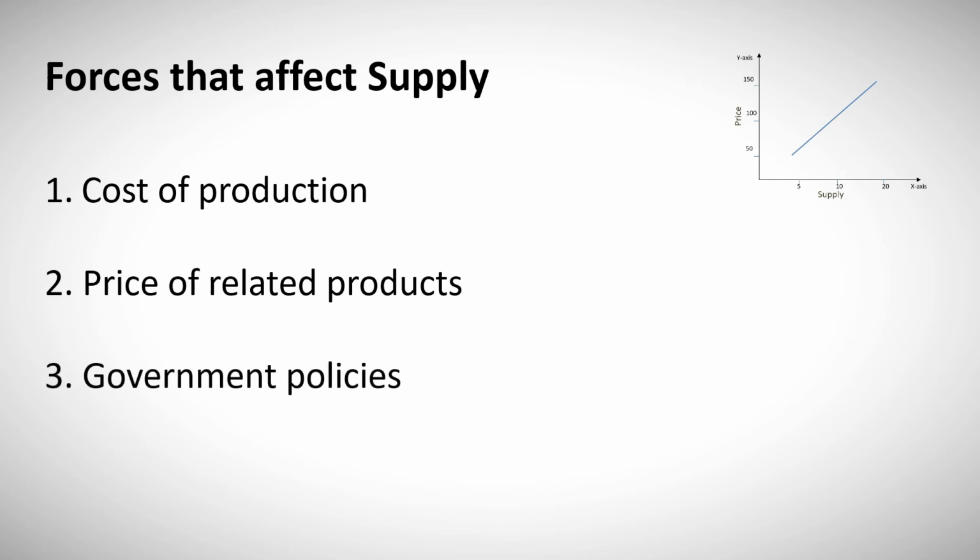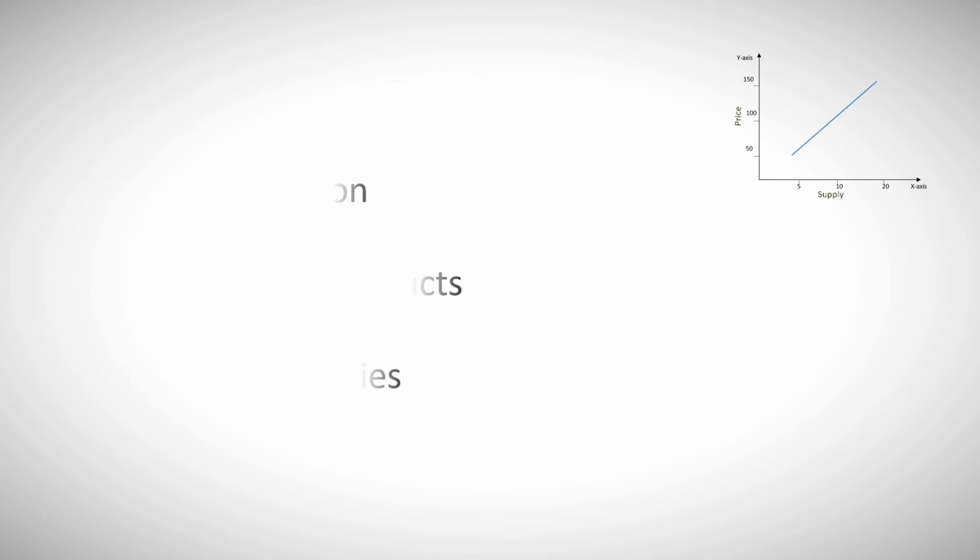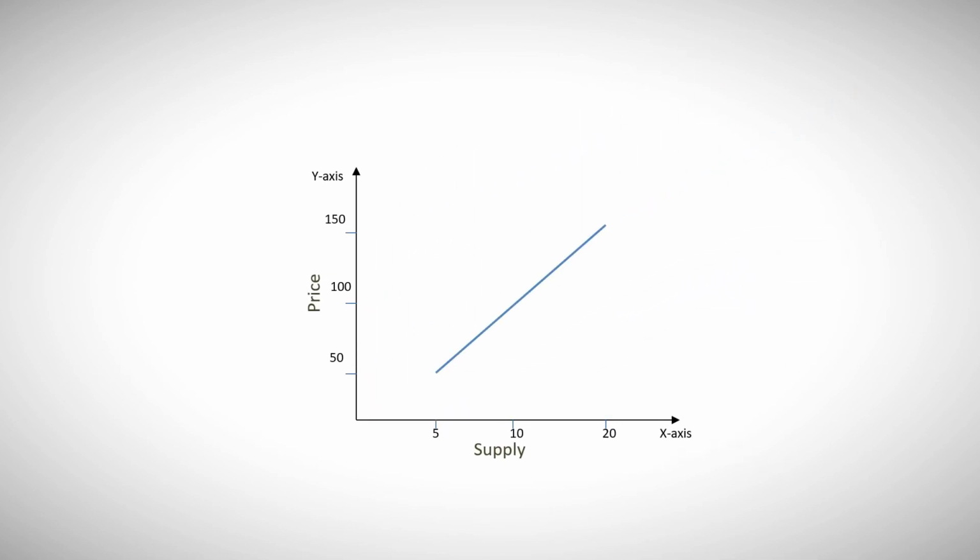Third is the government policies. For example, if government gives more incentive to produce solar panels, the supply will increase, and if the government puts restrictions on some products, its supply will reduce. Because of such forces, if there is a change in supply of a product, the supply curve will shift.